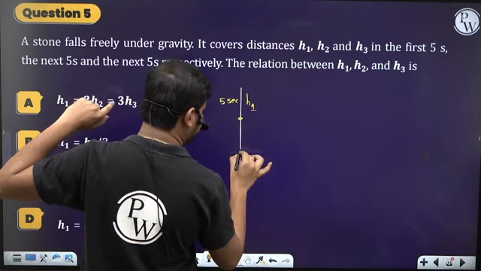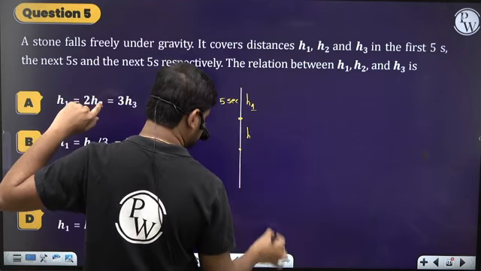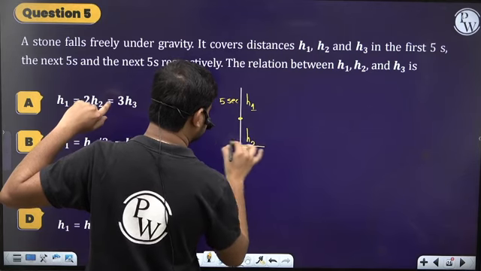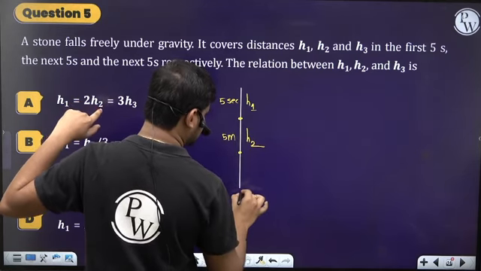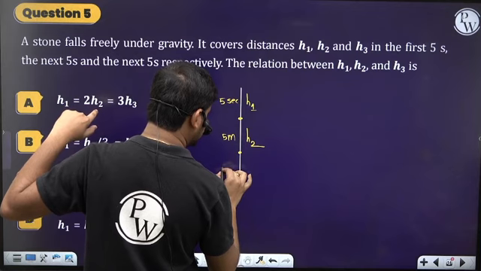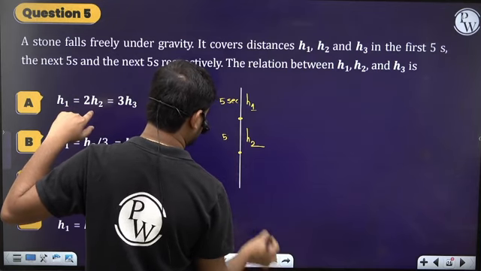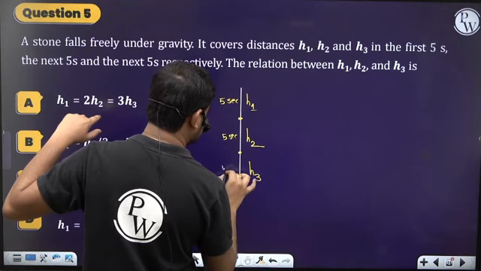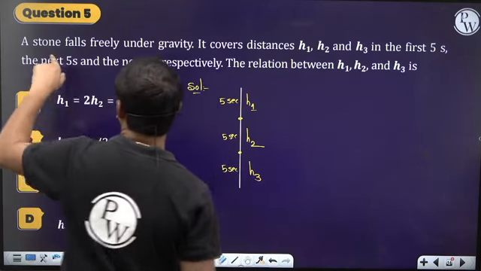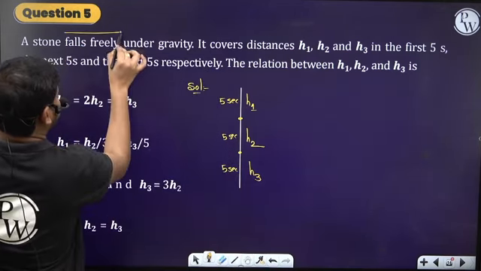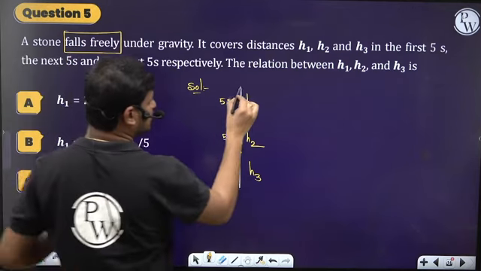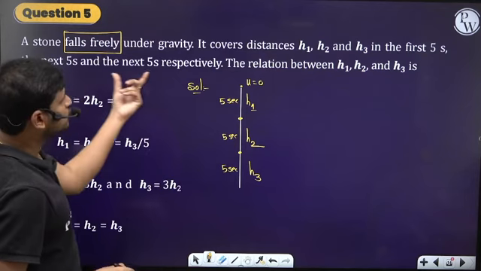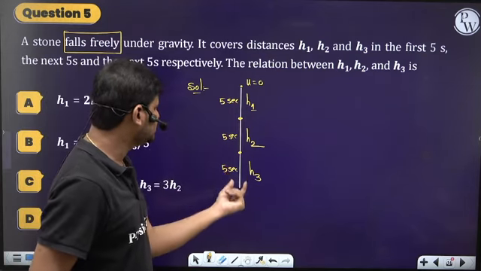In the next 5 seconds, it covers some h2 distance. And then in the next 5 seconds, it covers h3 distance. That's what they are saying. A stone falls freely. So that means here its initial velocity is 0.